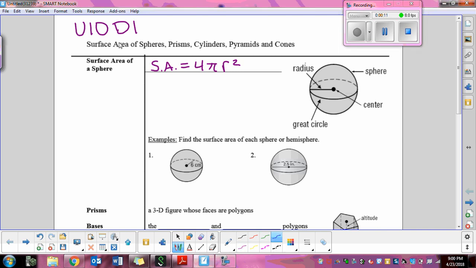We're going to go over just the surface area of solids today, and these are all the solids we're going to look at. The sphere is probably the easiest because there's only one variable. We're going to say it's 4 pi times whatever the radius is squared. And that's how you find the surface area, or the area of the outside of a sphere.